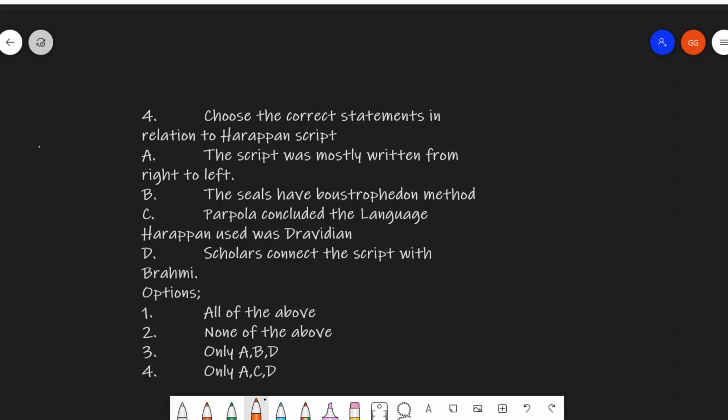Now the options are, all the above are correct. The second option is none of the above are correct. The third option is only A, B and D are correct. And the fourth option is only A, C and D are correct. Now the correct answer of the fourth question is, all the above are correct. You see, the Harappan script is yet to be fully deciphered.